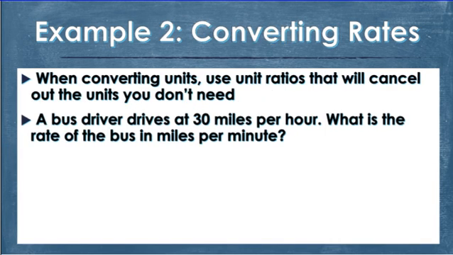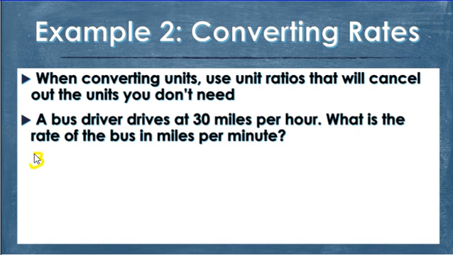Converting rates. So when we are converting rates, you should use unit ratios that cancel out the units that you don't need. We've done a lesson earlier working with that, so this should be a little bit of a review, but there's more than one unit of measurement. So here it says a bus driver drives at 30 miles per hour. What is the rate of the bus in miles per minute?